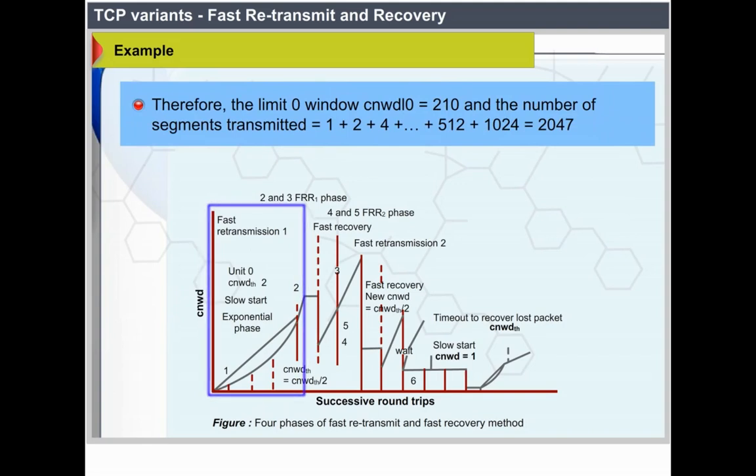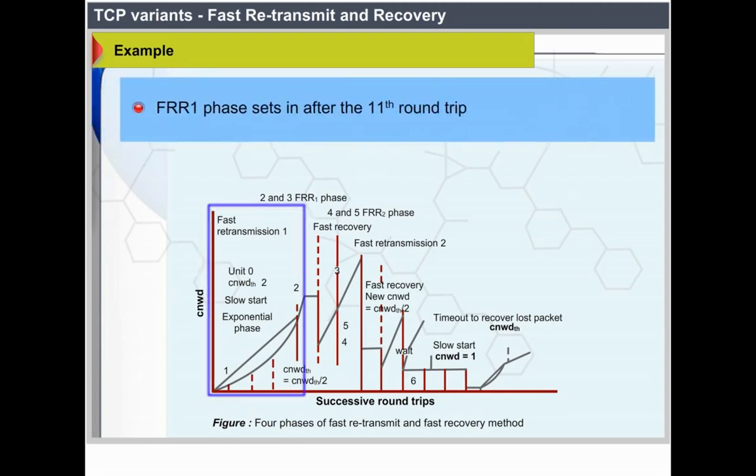Therefore, the limit 0 window CNWD0 is equal to 2^10, and the number of segments transmitted is equal to 1 plus 2 plus 4 plus up to 512 plus 1024, which is equal to 2047. FRR1 phase sets in after the 11th round trip.